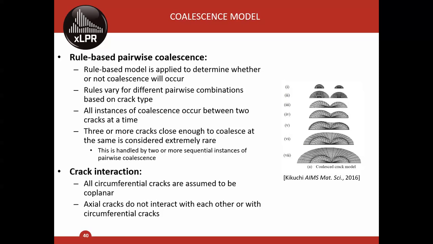All circumferential cracks are assumed to be coplanar and have the potential to coalesce with other circumferential cracks if the coalescence proximity rules are met, which define how close the cracks have to be together in order for them to coalesce. For xLPR, axial cracks initiate in separate circumferential subunits and are not modeled to interact. Therefore, circumferential cracks are also not assumed to interact with axial cracks.